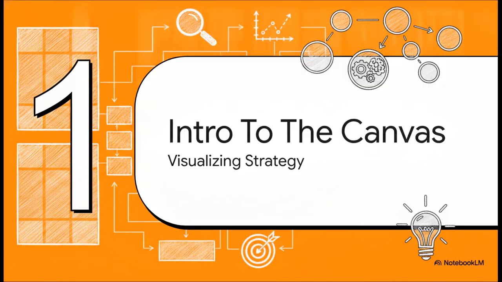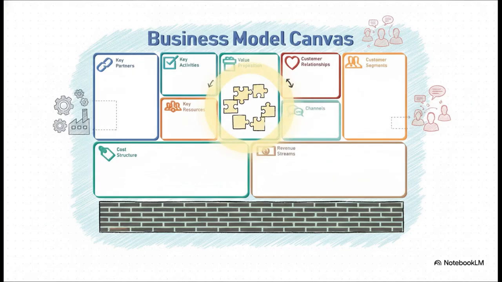Part 1, Intro to the Canvas. Okay, so this blueprint illustrates the entire 9-block framework, and it moves super logically. Over on the far left, you've got your key partners and back-end operations. Then on the far right, you'll see your customer segments. Sitting right smack in the middle is the value proposition, kind of acting like the glue holding it all together.